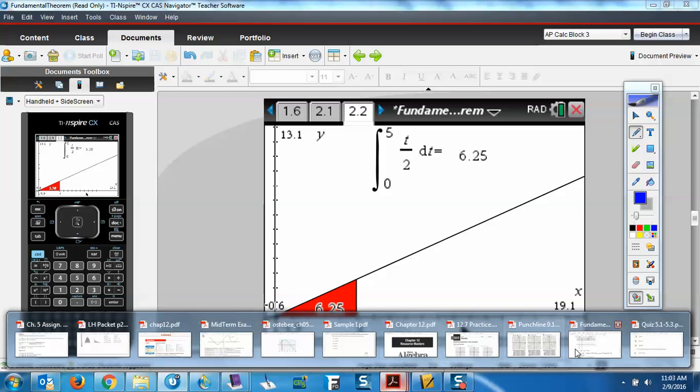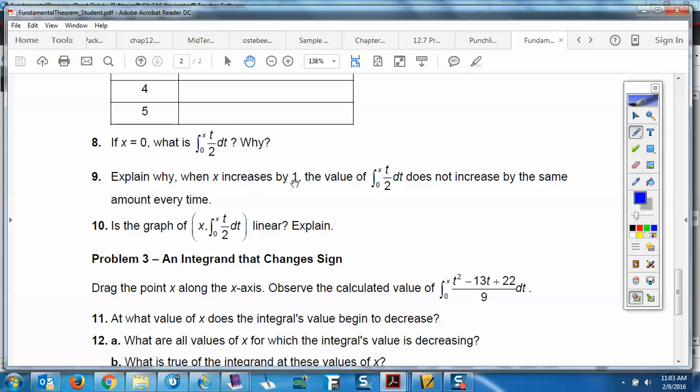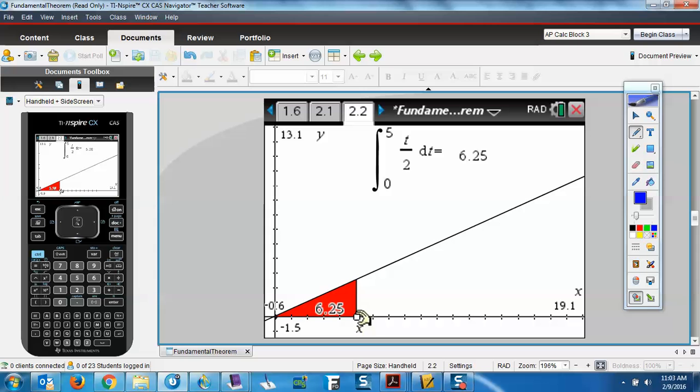I think I wanted to ask a question, but they asked it here. Explain why when x increases by 1, the value does not increase by the same amount. Like the last problem, it kept going up 1.5 every time. Why isn't it going up by the same amount? It's easy. Since it's diagonal, every time you go over 1, you're gaining a bigger chunk of area. Does that make sense? Look at the picture. Every time I make my right endpoint 1 bigger, I'm gaining a 1 wide chunk of area, but it's a lot taller each time. So I'm gaining bigger and bigger chunks of area.